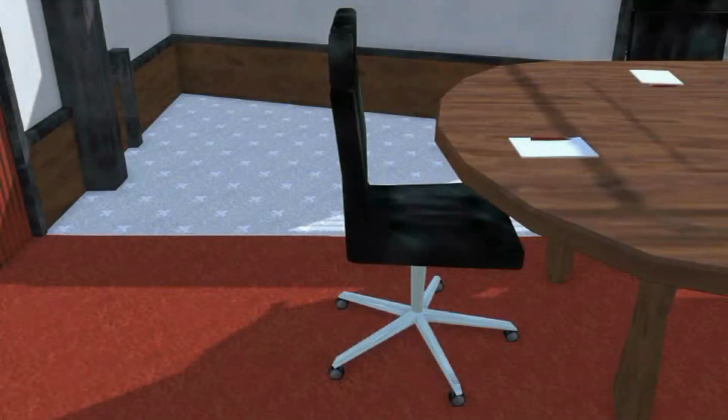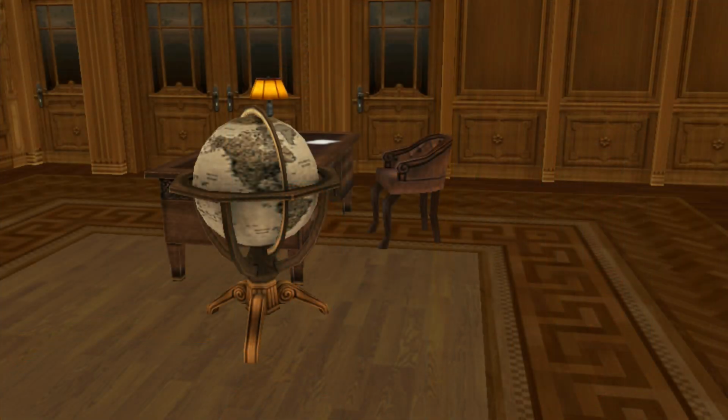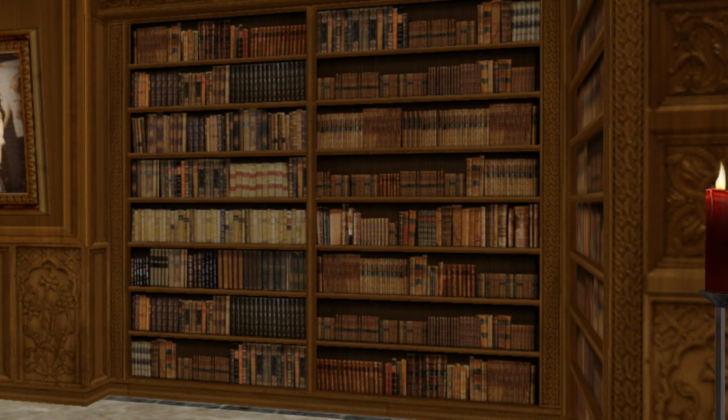That is a swivel chair. These are books. This is a globe. This is a bookcase. These are magazines. This is a lamp.